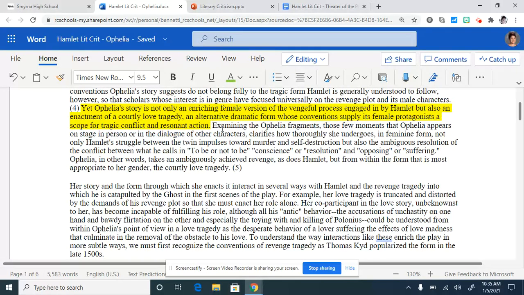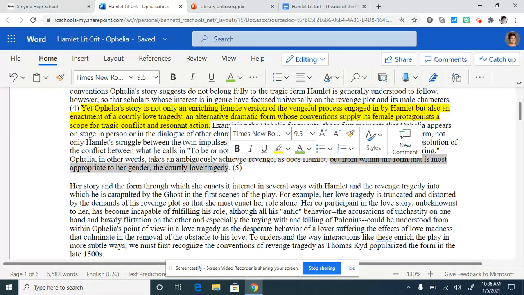"Examining the Ophelia fragments, those few moments that Ophelia appears on stage in person or in the dialogue of other characters, clarifies how thoroughly she undergoes, in feminine form, not only Hamlet's struggle between the twin impulses toward murder and self-destruction, but also the ambiguous resolution of the conflict between what he calls in 'To Be or Not to Be,' conscience or resolution, and opposing or suffering. Ophelia, in other words, takes an ambiguously achieved revenge, as does Hamlet, but from within the form that is most appropriate to her gender, the courtly love tragedy."